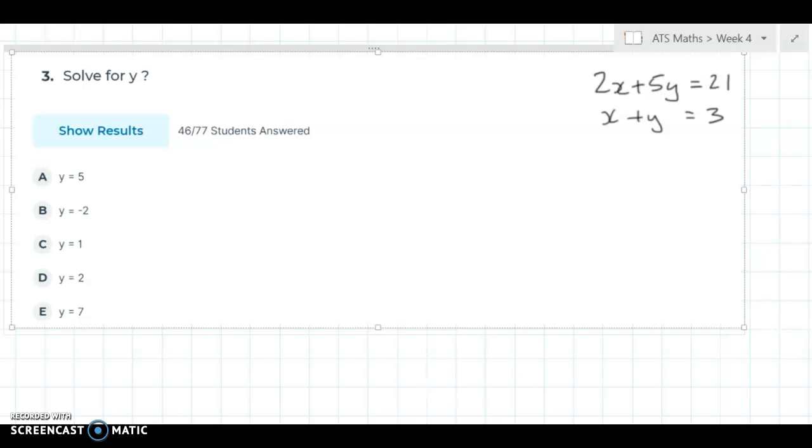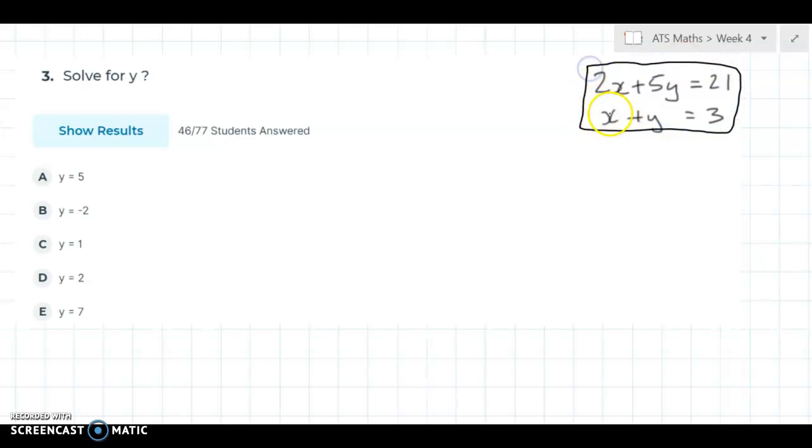Solve this pair of simultaneous equations for y. So they're over here and we have a few answer options there, multiple choice. So, if we call this equation 1 and this equation 2, I'm looking at this here now and we're looking for y. So it'd be handy to get rid of the x's, wouldn't it?